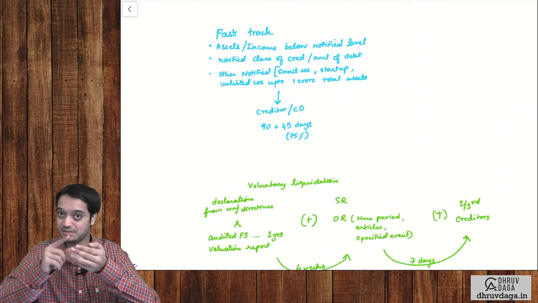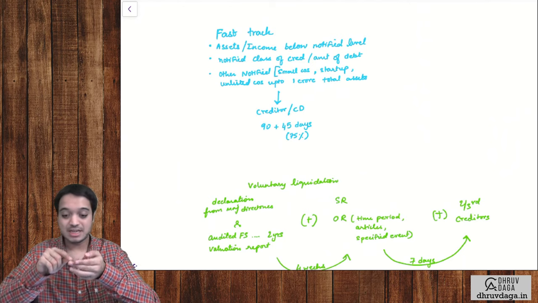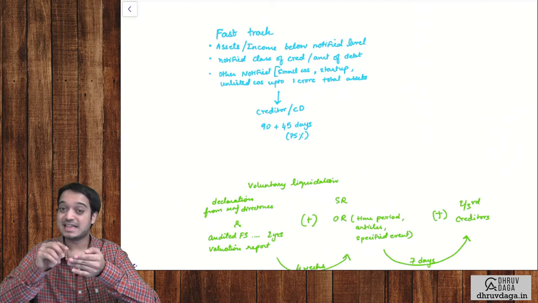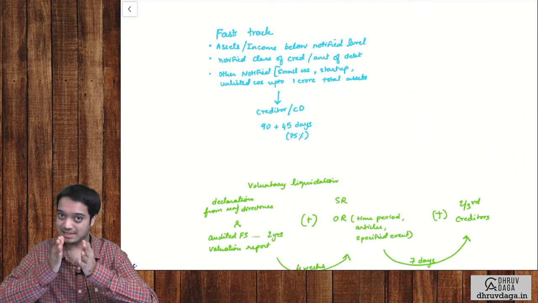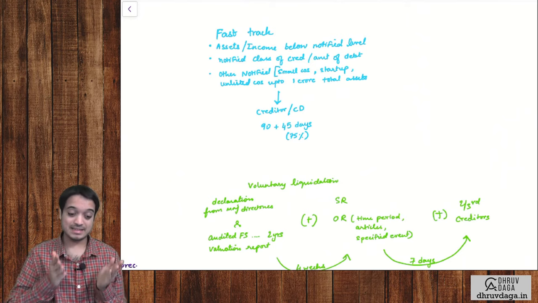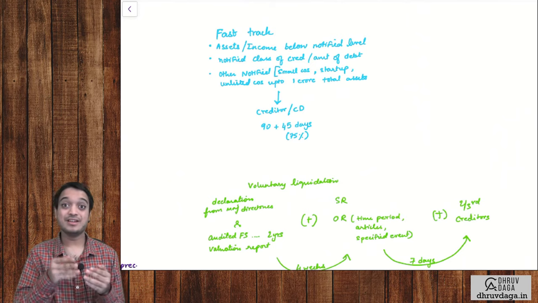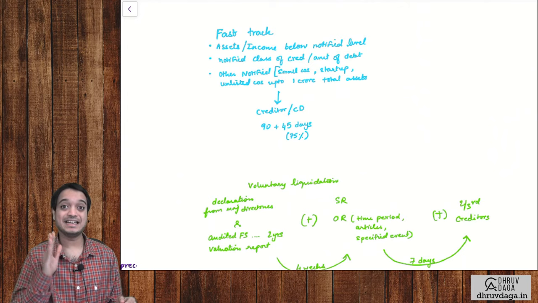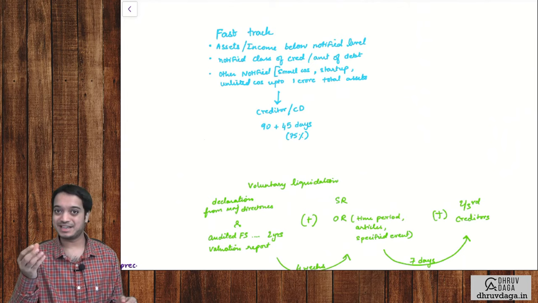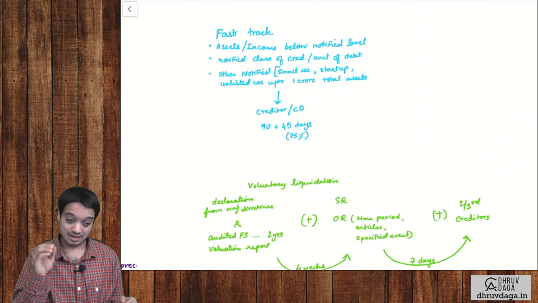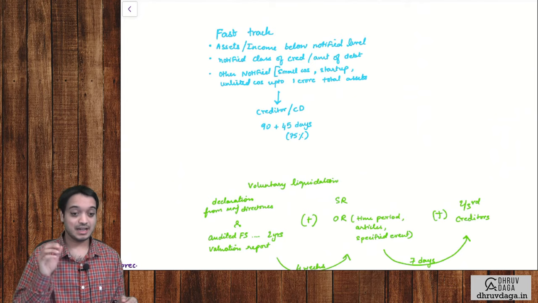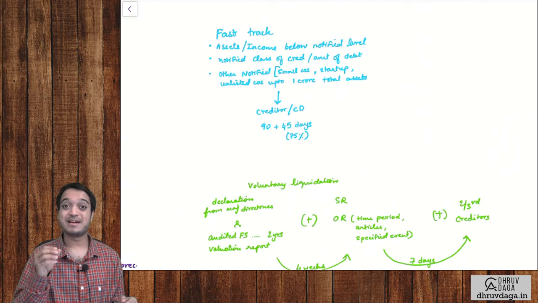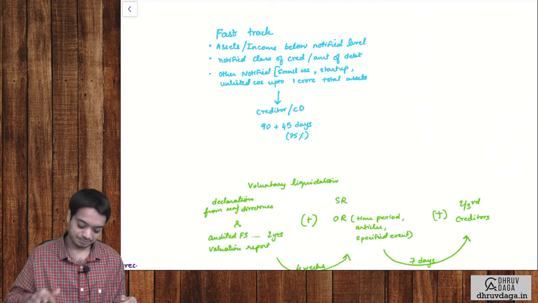Who are those? Number one, small companies. Number two, startups. Number three, unlisted companies having up to 1 crore of total assets. 1 crore ya 1 crore se kam. In this case, they can go in for fast track resolution. Fast track resolution, the time limit is 90 days plus a maximum one time extension of 45 days. The 45 day extension can only be given if the committee of creditors votes in 75% for such extension. The application for fast track can be filed by creditors or corporate debtor.